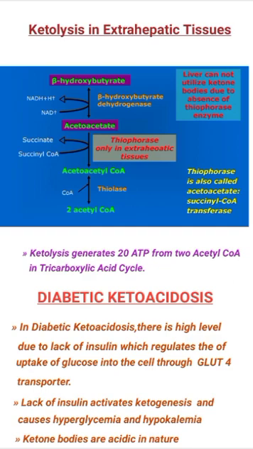Now let us talk about ketolysis in extrahepatic tissues. What is ketolysis? Ketolysis is simply the breakdown of the ketone bodies that are produced in the liver. Ketogenesis takes place in the mitochondria of the liver cells. Once the ketone bodies are produced in the liver, they are taken to other tissues such as the brain and the muscles. The liver itself cannot use ketone bodies because it lacks a certain enzyme called thiophorase.